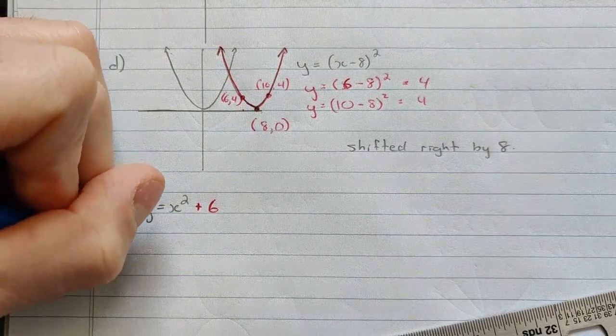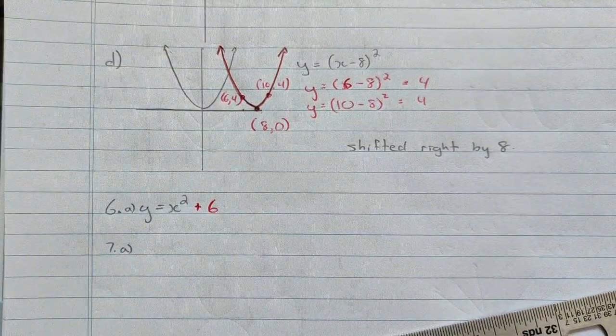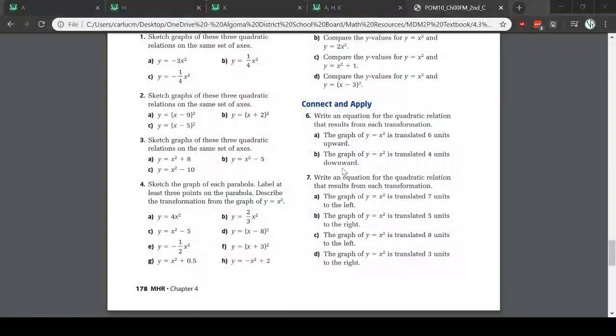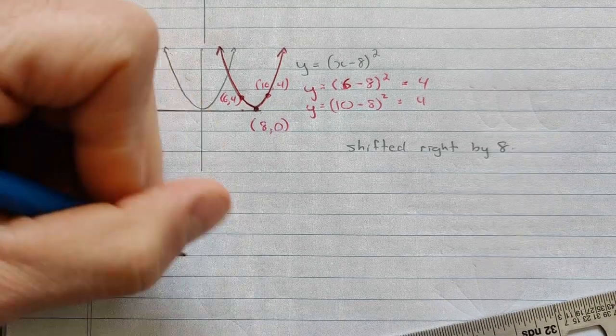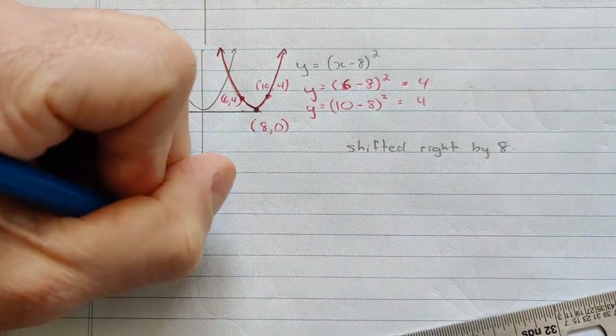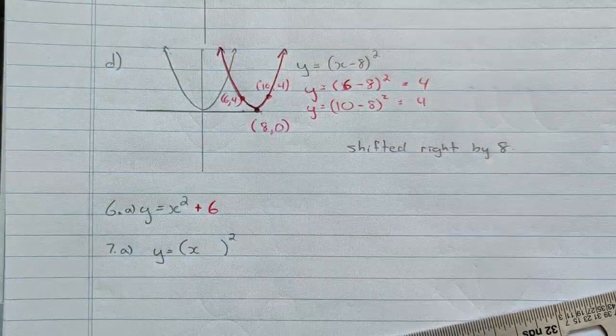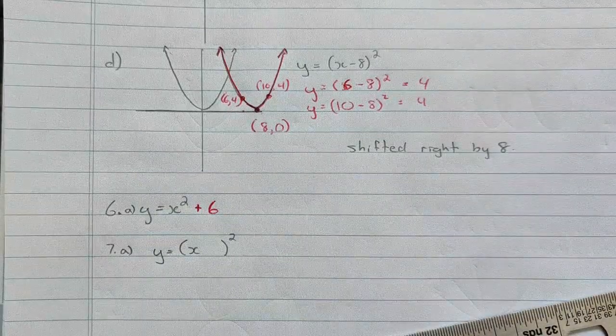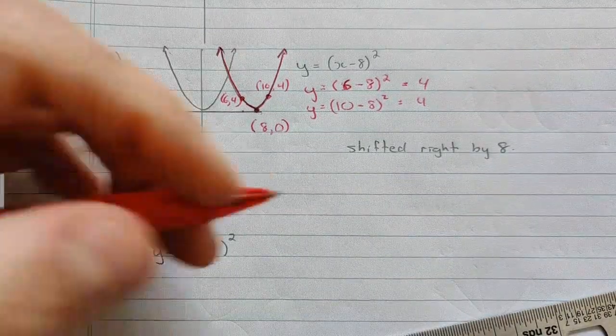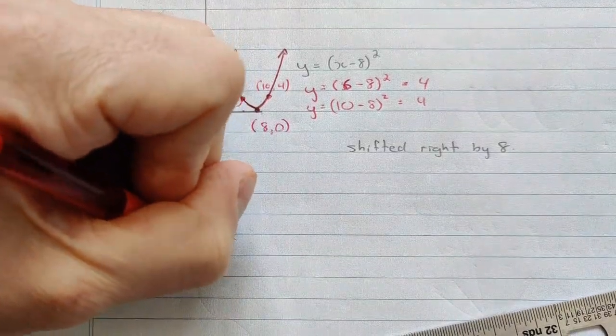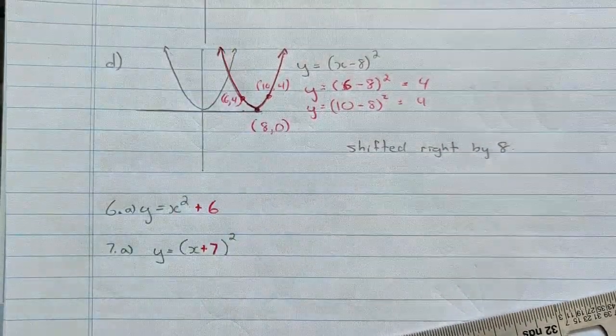Let's say 7a. In number 7a, the graph is translated 7 units left. Translating 7 units left, then h changes in the x. This changes the h, so we're going to the left. Positive change, plus, positive goes left, negative goes right.